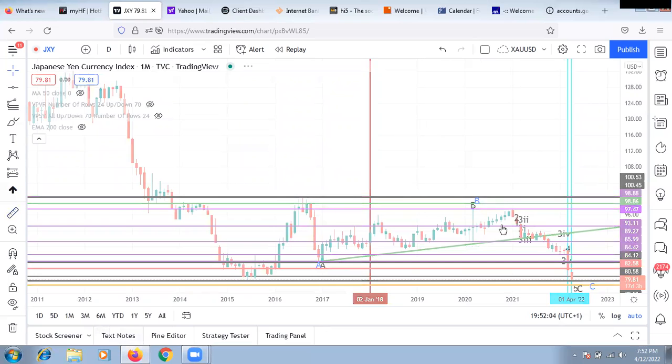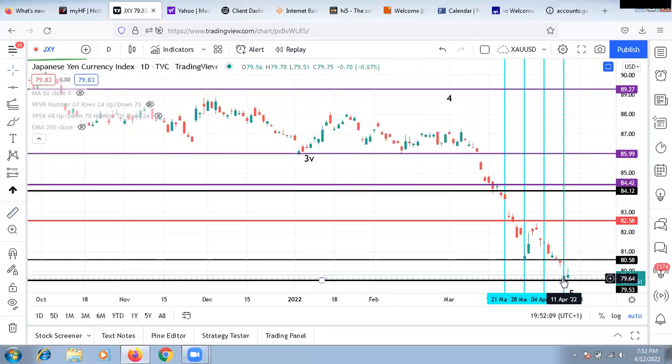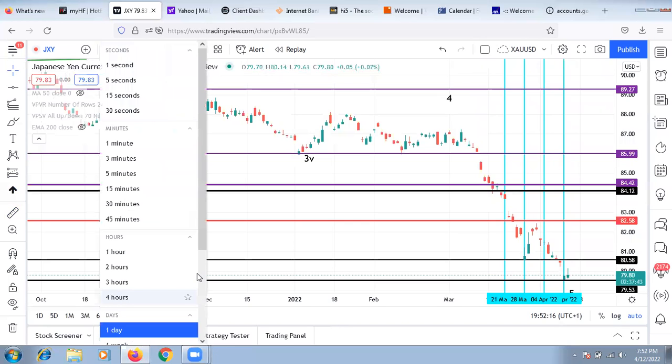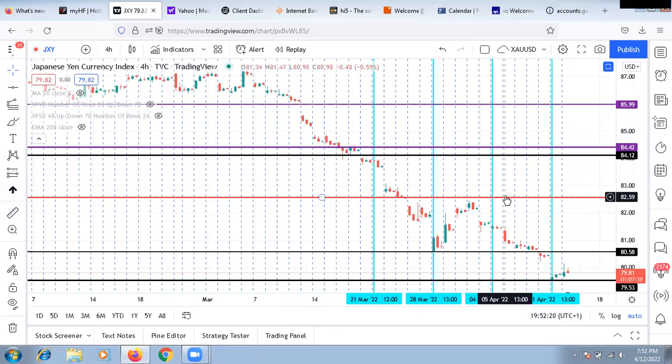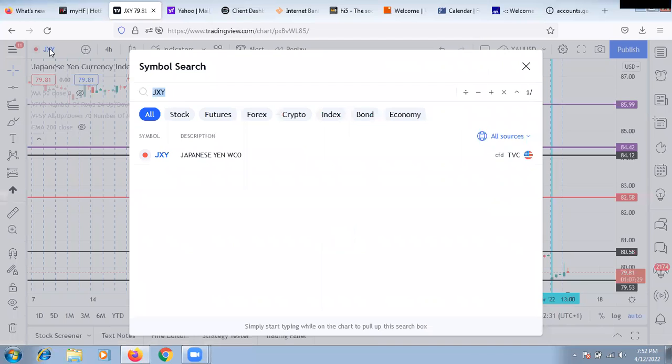So we are almost there, and price may just send a wick down there and reverse almost immediately. Price had completed its move on JXY. So we expect this, this is where 100 is. Price had gone beyond 100 and it's almost at 123. So price will reverse.